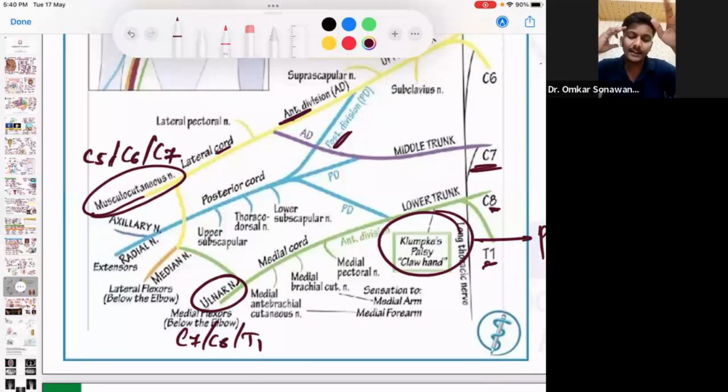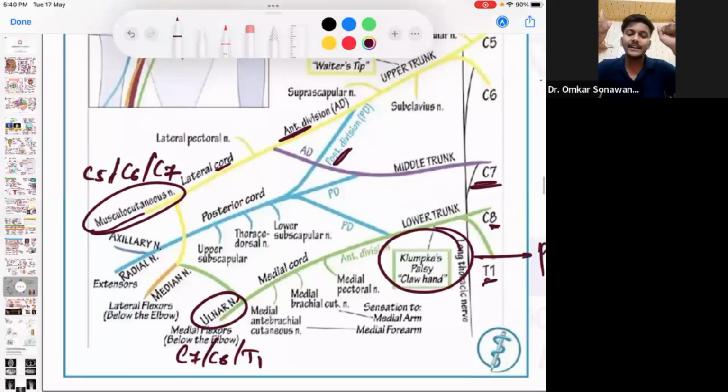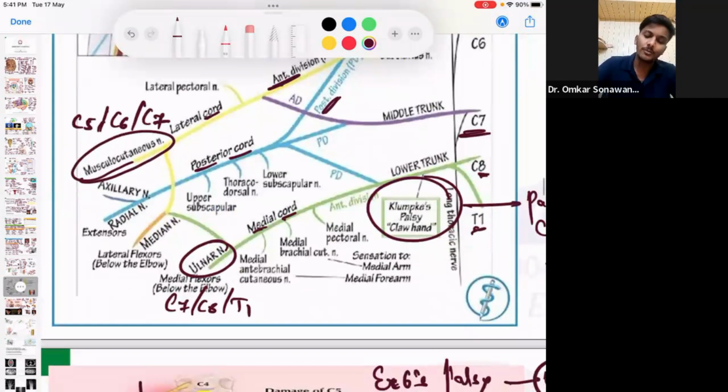So we have the lateral, posterior, and medial cords. The lateral cord is formed from the anterior divisions of the upper trunk and middle trunk. The posterior cord is formed from all the three posterior divisions, whereas the medial cord is formed from the anterior division of the lower trunk. The medial cord is formed from only one division, that is the anterior division of the lower trunk.